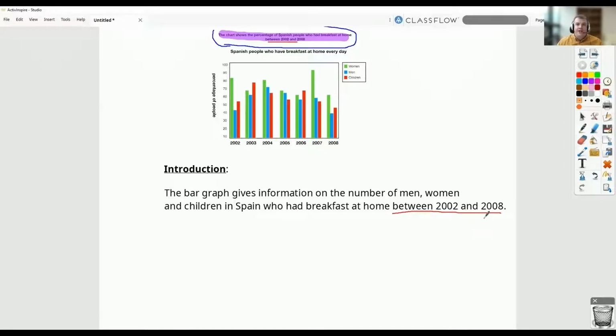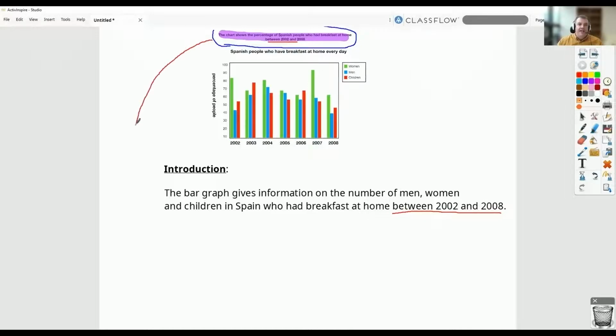My recommendation to you is don't spend hours, or minutes trying to figure out how to paraphrase perfectly. If you've done a pretty good job, you'll be okay. You don't have to change every word. I don't think it's really something to worry about. So here's our introduction now: the bar graph gives information on the number of men, women, and children in Spain who had breakfast at home between 2002 and 2008.